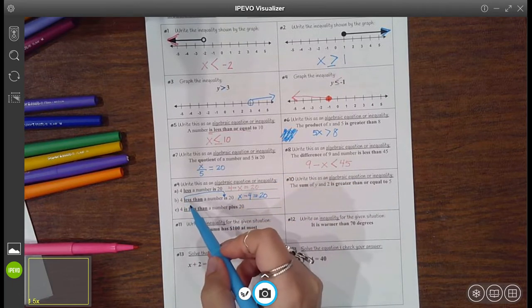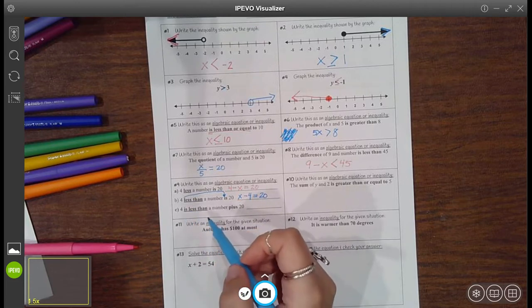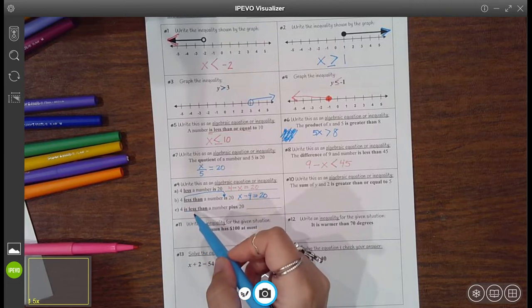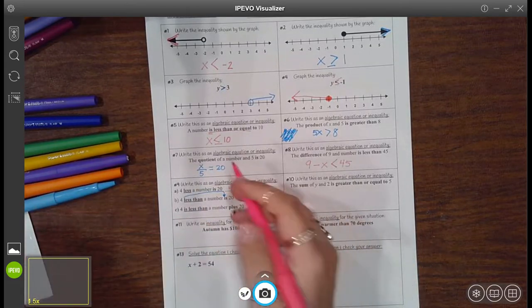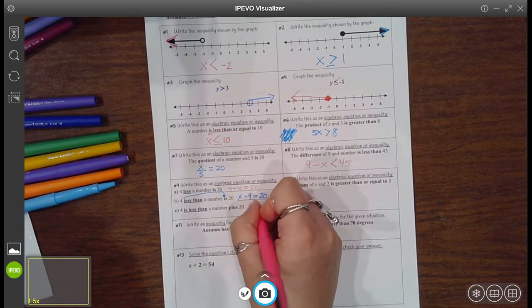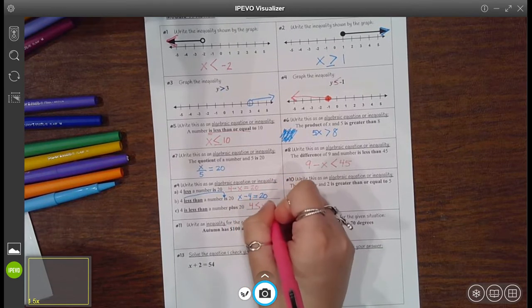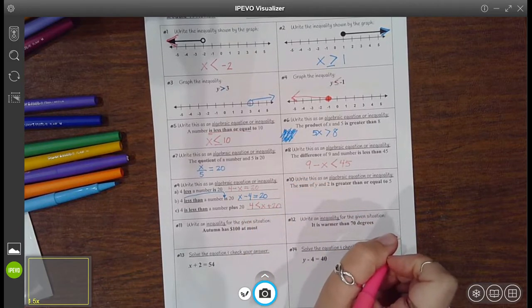Now, less and less than is actually different too when it's "is less than," because "is less than" means that it's an inequality sign, okay? So 4 is less than a number plus 20. So see the slight differences in those?